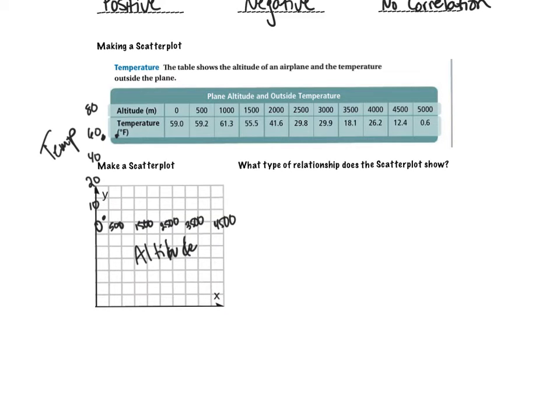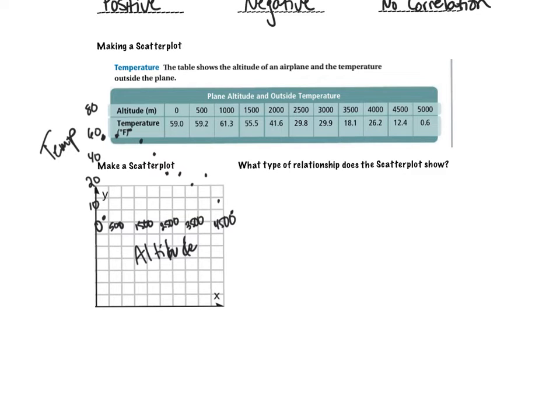So at 1,000 feet, I'm at 61, so I get a little bit higher. And at 1,500 feet, I start dropping again. Here, 2,000, dropping some more. All right, 2,500, I go down to 29 degrees. And I keep plotting these points. And sometimes I might just have to estimate where I'm at, and that's okay. And then 5,000, get down here.